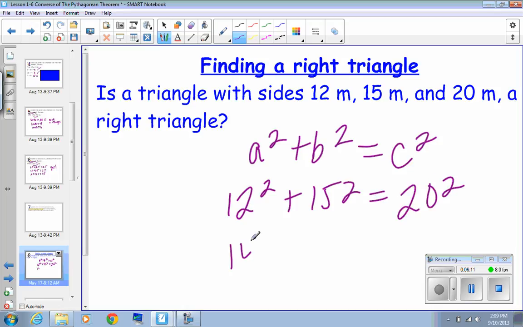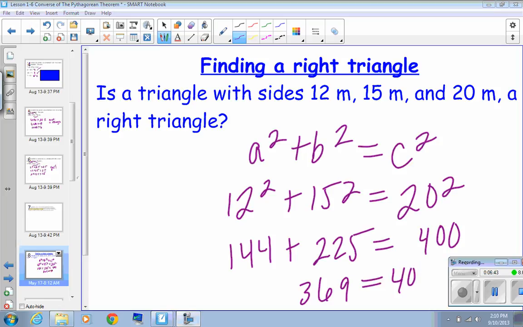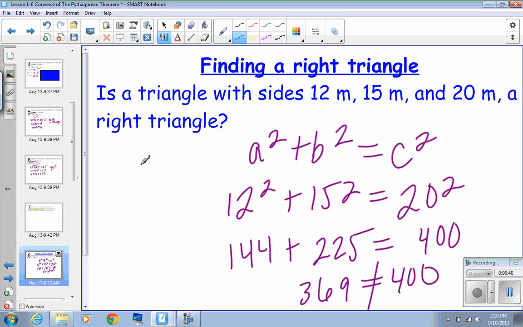Well, you need to go ahead and figure out what 12 squared is, which is 144. 15 squared is 225, and 20 squared is 400. Then I want to add 144 plus 225. You get 369. And 369 does not equal 400, so this is not a right triangle.